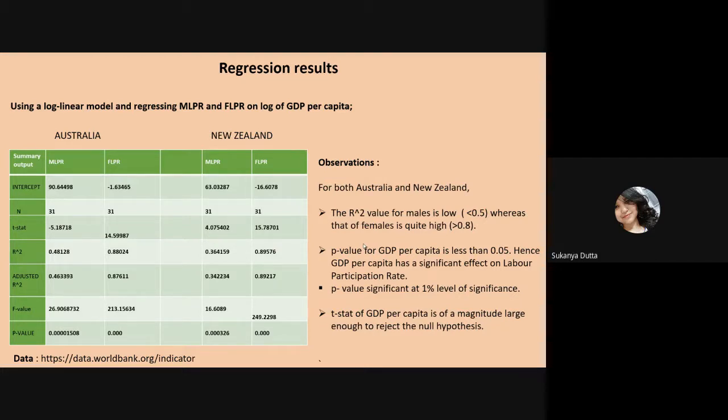The p value for GDP per capita is less than 0.05, meaning that it is significant at 1% level of significance. This means that GDP per capita has a significant effect on the labor force participation rate for both males and females. The T stat of GDP per capita is of a magnitude which is large enough to reject the null hypothesis. Moving to the next slide, please.